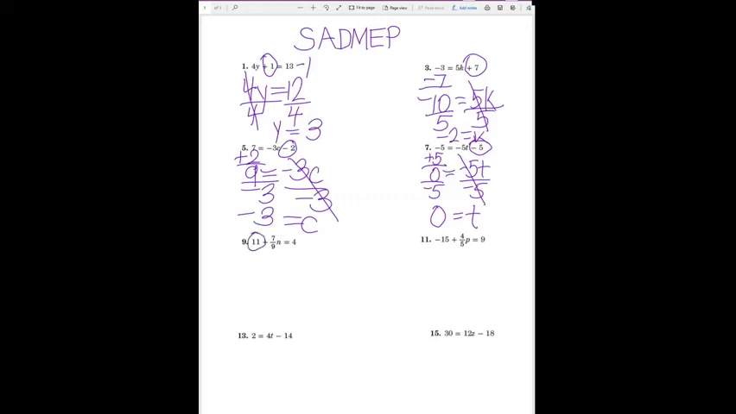When we move the 11 to the other side, it's going to change to the opposite. This 11 is a positive 11, so the opposite of positive 11 is negative 11. Then we can subtract. 4 minus 11 is negative 7. Bring down your 7/9 n.